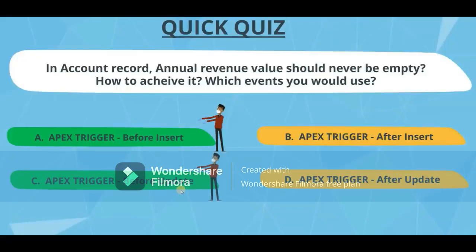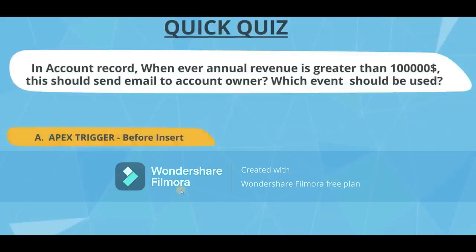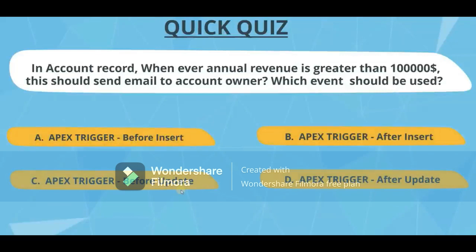Most of the time, as I have mentioned earlier, whenever a scenario comes, it might be a single event you need to select, or you might need to select a combination of events. Next question is, in account record, when annual revenue is greater than 1 million, I guess, this should send an email to account owner, which event you should be using. So whenever annual revenue is greater than 1 million.